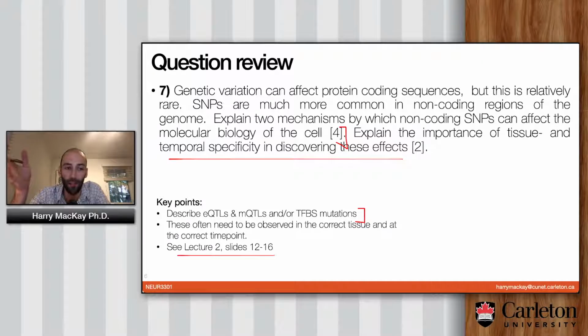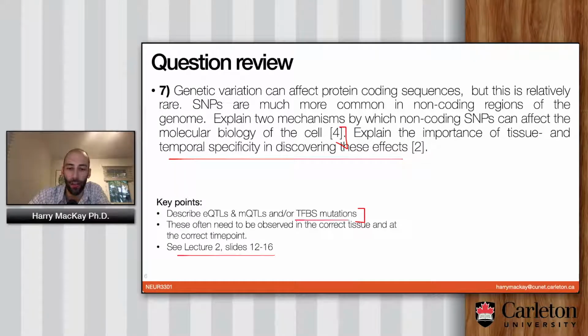And so genetic variations that have an effect on gene expression are called eQTLs. We can look at how the expression of a given gene in a given tissue is influenced by your genotype. And then mQTLs, which are methylation quantitative trait loci. Those are situations where the level of methylation in a given CpG site or at a given locus is influenced by your genotype. So those are the 2 mechanisms that I wanted you to describe.